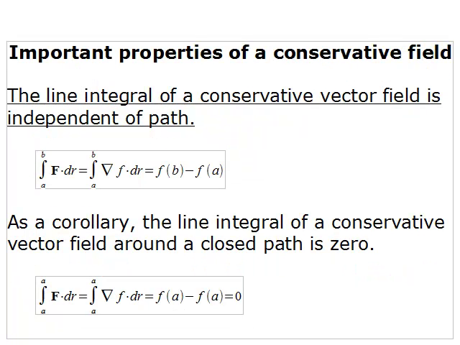One of the reasons we like to find out if a function is conservative is because there are several important properties of conservative fields. One is that the line integral of a conservative vector field is independent of path. By the fundamental theorem of calculus, if I'm taking the integral of this derivative, I get the function itself, which I can then evaluate at the endpoints. So a corollary here is, what if these endpoints are the same? Well, obviously the integral would be the same, and this would be 0.